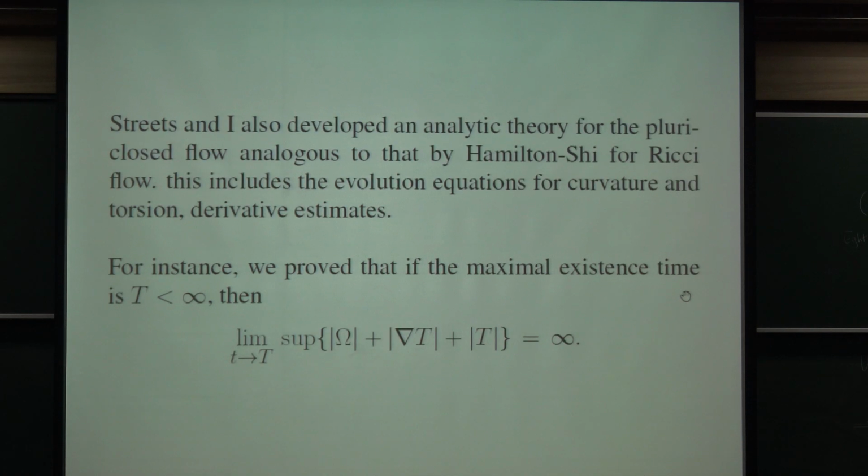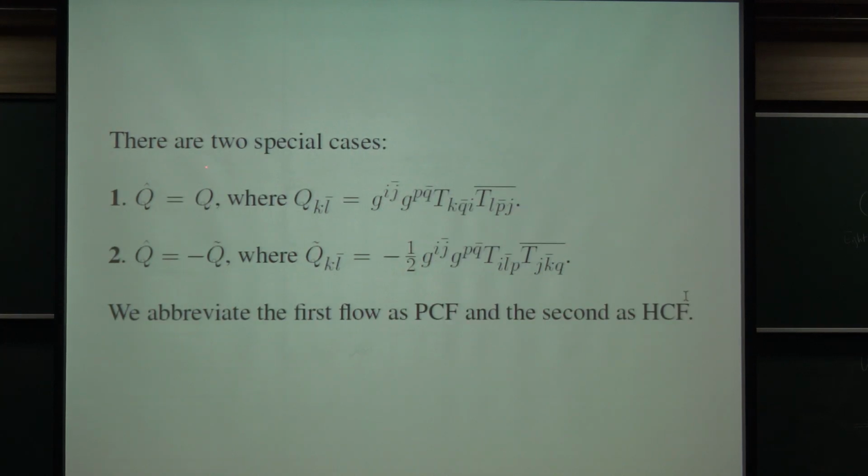we have some analytical theory, just like Hamilton did for Ricci flow. Let's forget about that. There are two special cases of particular interest that I want to tell you. One case is where this quadratic function is given by this, and the other is, in the sense, the dual of this. It's just traced differently, but it's negative. So let's call the first flow the Pluriclosed flow, and the second the Hermitian Chern curvature flow. Just some names in order to go on.